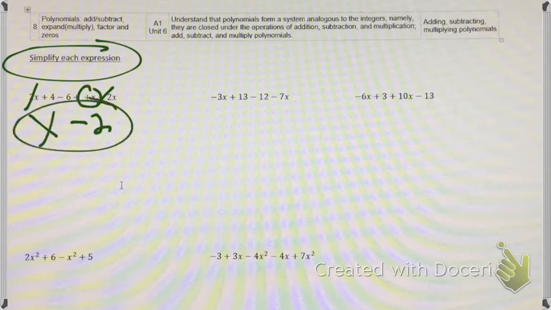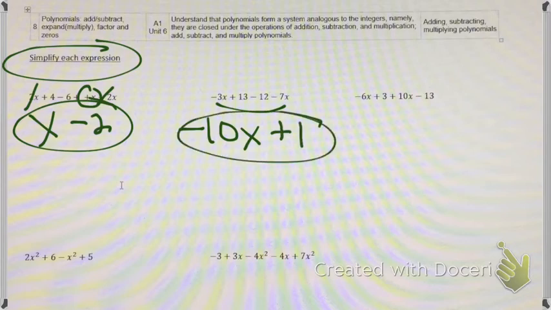So I'm looking for like terms. I'm on a little hunt, if you will, a little Friday afternoon excursion before spring break for like terms. Okay, over here I've got a minus 3x and a minus 7x, so that's going to give me a minus 10x. And then 13 minus 12 is my plus 1.